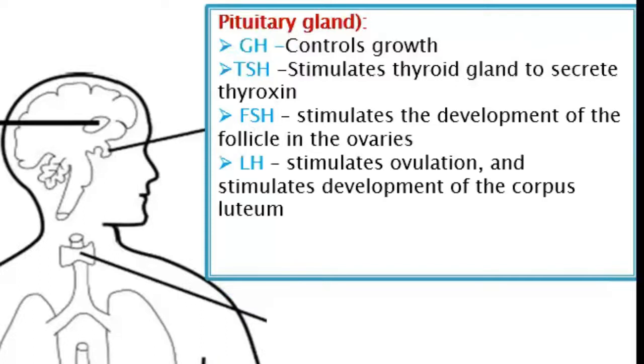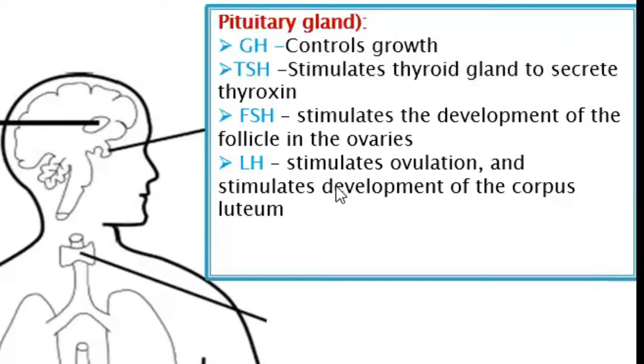And then luteinizing hormone. This one has 2 functions. The first one triggers ovulation. You know a trigger. When you have a gun, for example, you touch the trigger, what happens? The bullet comes out. So when ovulation is being triggered, it means that the ovum is going to be released. This is explained more in reproduction.